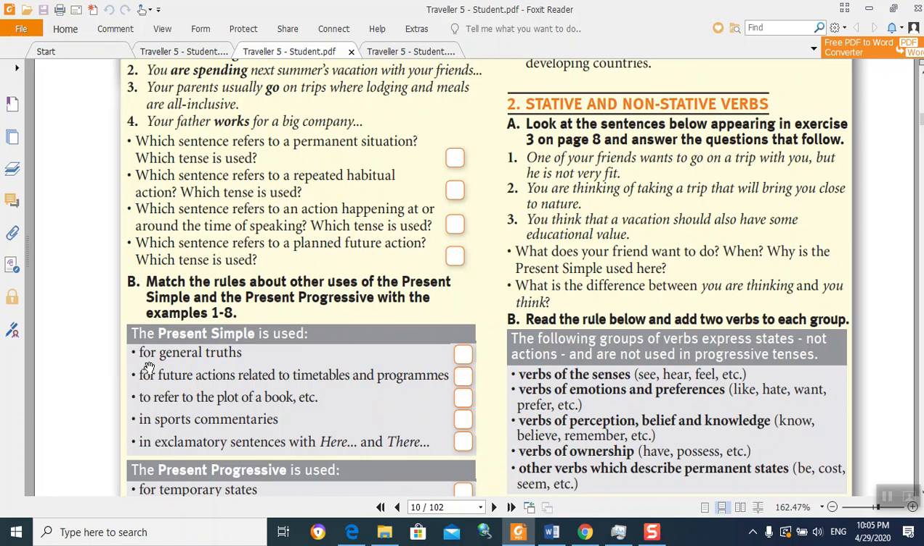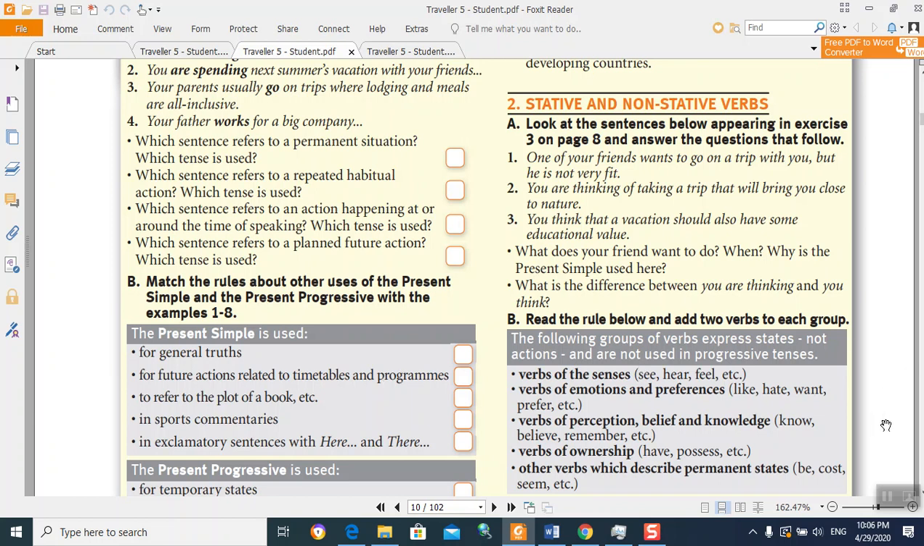Present simple is used for general truth, for future actions related to timetables and programs, to refer to the plot of a book, in sports commentaries, and in exclamatory sentences with here and there. So if you have these words or ideas, you should use the present simple, which is formed by using verb 1 or verb 2. Verb 1, if it is singular, we add s to the verb. If it is plural, only verb 1 without adding s.